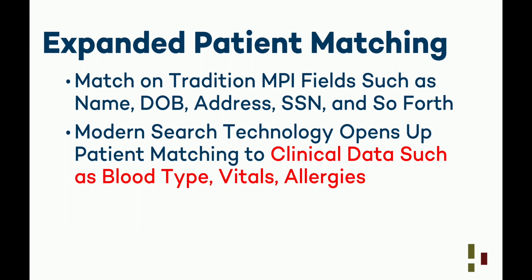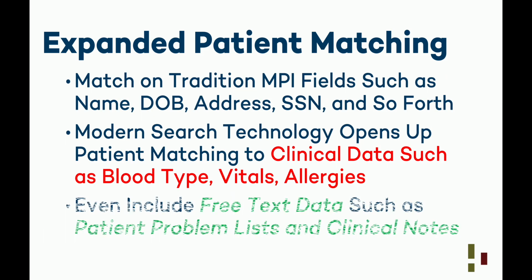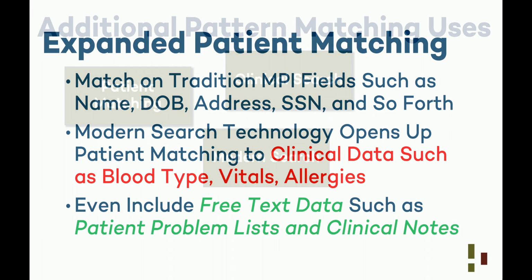So we should be using modern search for clinical data too, and using clinical data as part of our matching criteria. Not only the blood types, not only the vitals or allergies, but also what is in the patient problem list. What are in the clinical notes? This information should also help us with patient match.